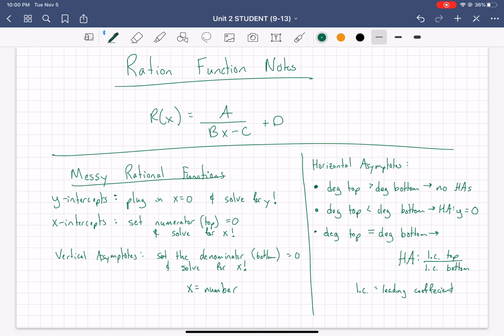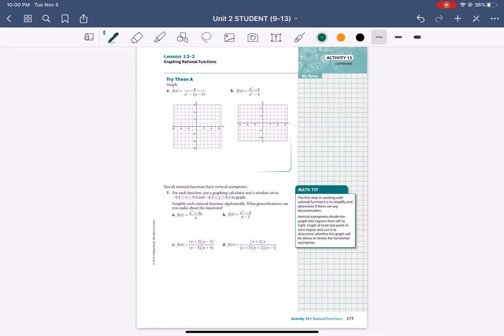Unlike up here where we just said A is the vertical stretch, B is the horizontal compression, C divided by B is the horizontal asymptote. No, I'm sorry, horizontal shift, and D is the vertical shift. We have a lot more complexity with our messy rational functions. So let's try to practice this in our book.